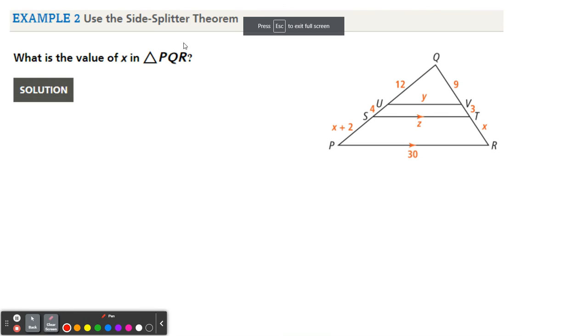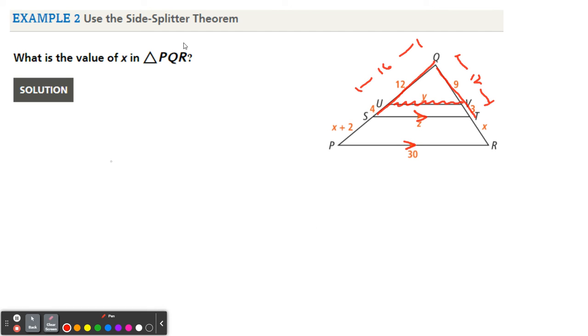All right, so this question says, what is the value of x? Okay, so this is a very complicated question, right? So you look here. In this picture, you know that ST and PR are parallel, right? So I'm going to ignore Y for a second because I don't know anything about Y. So I want to find what X is. So I have to use PS and then SQ, this entire side up here. So 4 plus 12 is 16. Same thing over here. I want to use RT and then TQ, right? 9 plus 3 is 12.